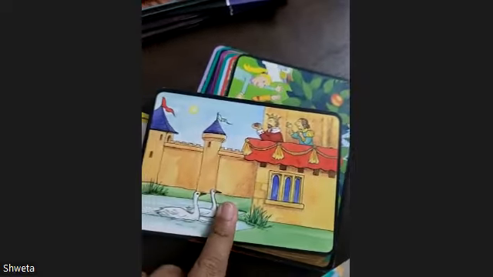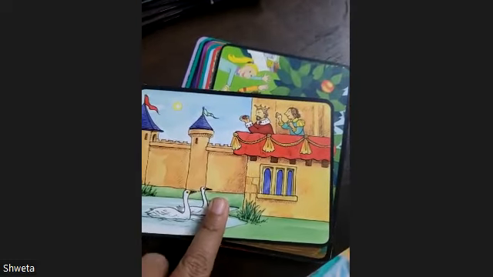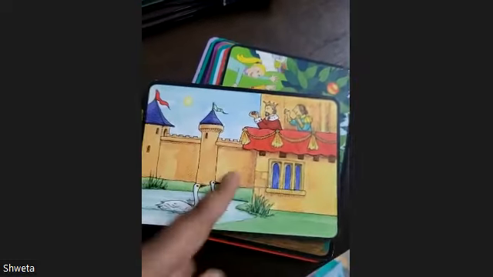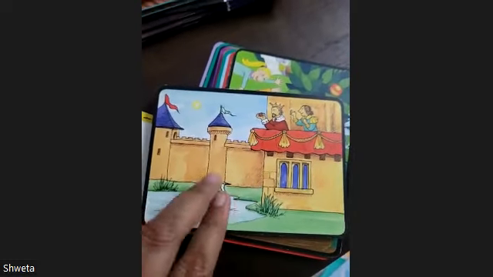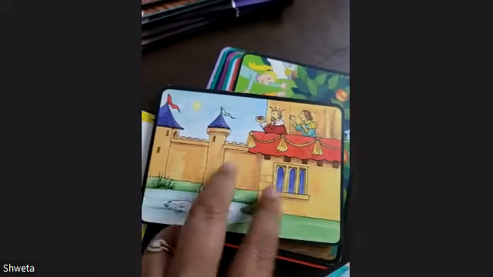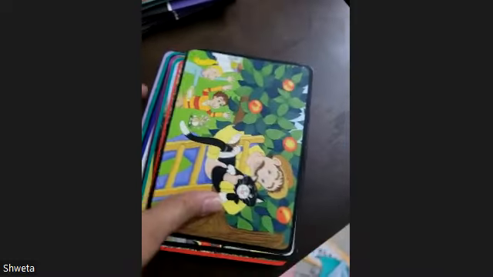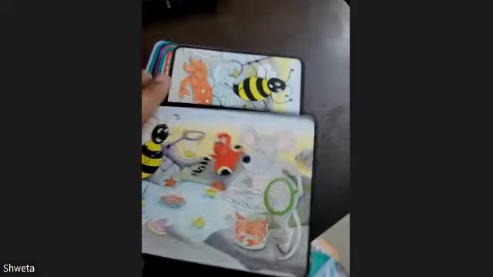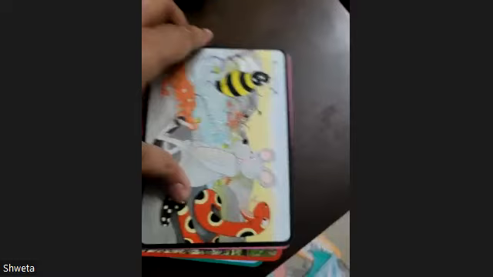So you can use it for present tense, past tense, what the king and queen are doing, present continuous. Or you can ask them what they will be doing tomorrow, what they did. So you can use the picture cards to teach any grammar topic, any.